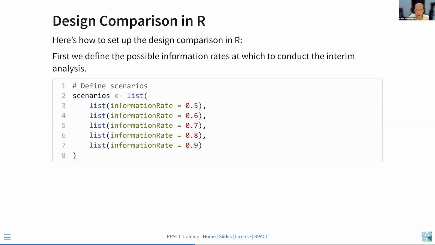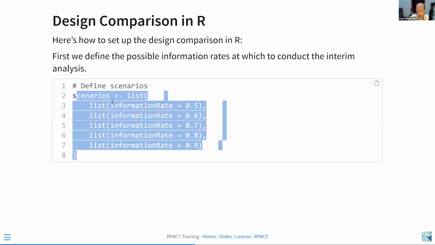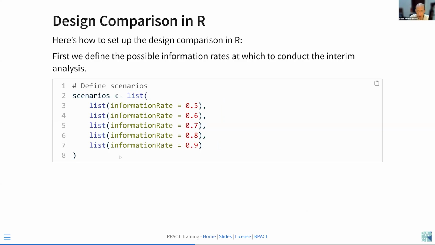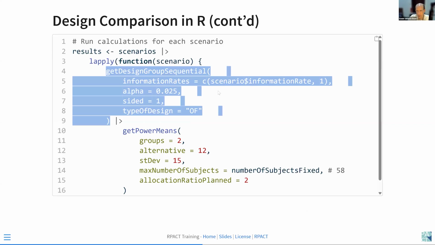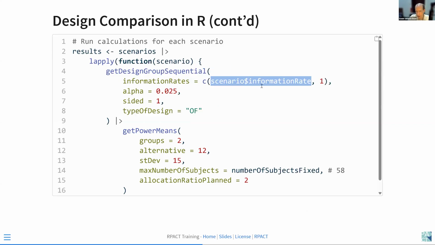Here's how we can set this up with R. So maybe we don't want to go in the cloud. Maybe we're already familiar and experienced enough with R. So first, again, we would define this list of scenarios. That's a nice boilerplate approach we can use. Different information rates. Then for each of the scenarios, we would plug in the information rate coming from our scenario here as the first element of this information rates vector. And of course, the last one is the final analysis, so 100%, or an information rate of 1.